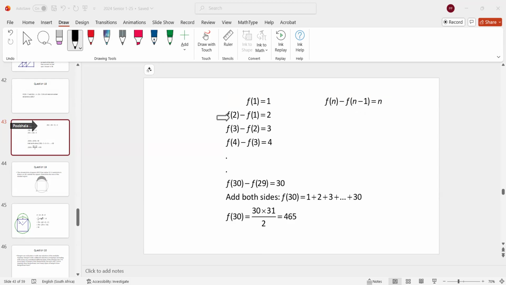Like you got f of 2 minus f of 1 is n, so it's 2. F of 3 minus f of 2, these are consecutive numbers, n and n minus 1. And that'll be 3. So it writes all these things down. Then we say add both sides. So what does this mean?